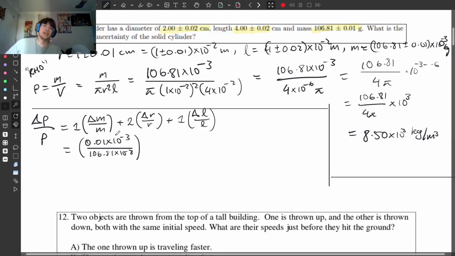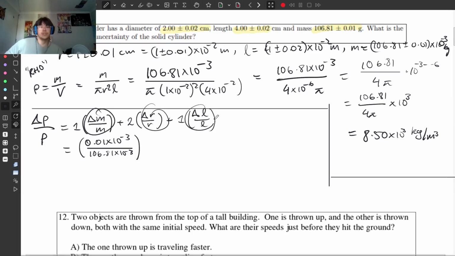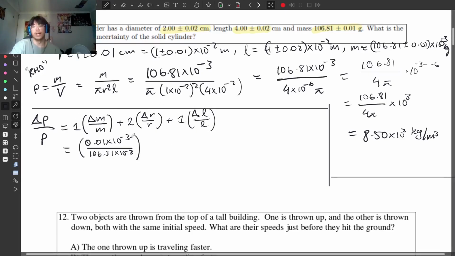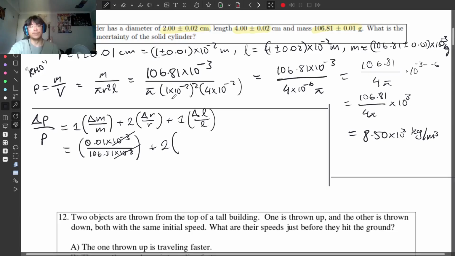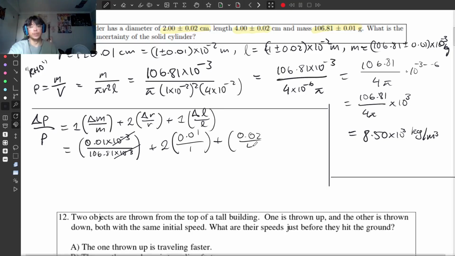Now what we notice is that for all 3 of these terms, we will have common factors in both the numerator and the denominator, and these just cancel. So for the radius, we can write this as 2 times 0.01 over 1. We don't have to write this part here because it appears in the numerator and the denominator and it's redundant. And then for delta L over L, we can just do 0.02 over 4.